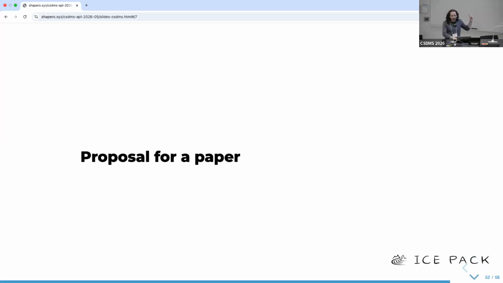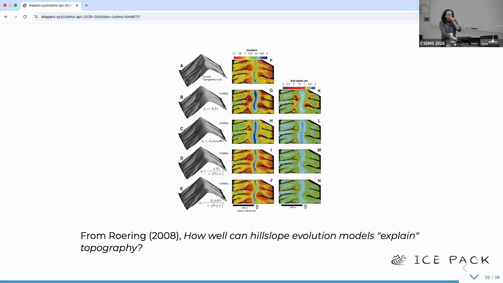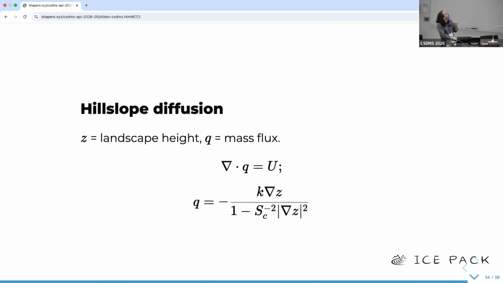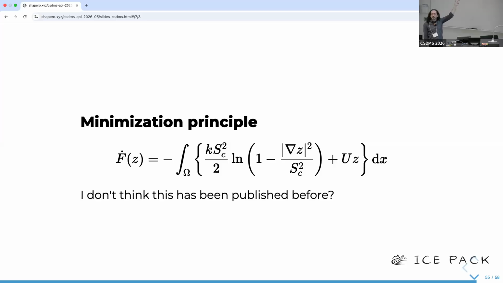Okay, final thing. I have a proposal for a paper, and I've wanted to write this for a long time. So Greg in his clinic showed a figure from Josh Roering's paper about the nonlinear hill slope transport model. There's mass flux from hill slopes that is a function of its surface slope, but the flux goes to infinity as the slope approaches the critical slope. And this has a minimization principle, and I've never seen this published before. I asked Greg, I've asked Josh Roering, I've asked other people. I don't think anyone has seen this before. I think that's kind of cool. That to me just sounds interesting, and there's probably cool numerics we can do with this.